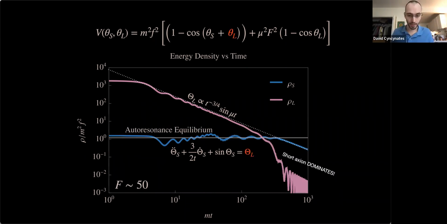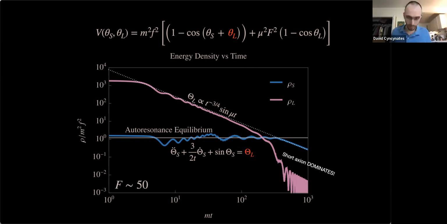Okay, so the short axion energy density, instead of diluting right away like cold matter, instead stays at a constant energy density. What's going on there? Well, this change is in response to a very simple change to the equation of motion. Now the long axion is showing up as an external driver of the short axion.